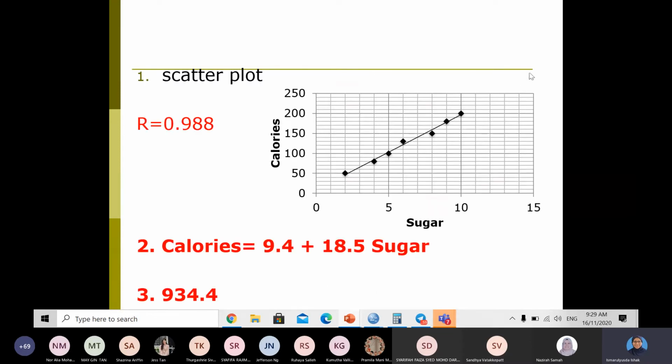Okay, all right. So this is the scatter plot. This is the R. So for calories, we insert the 50 inside, times 18.5. So this is the predicted calories.